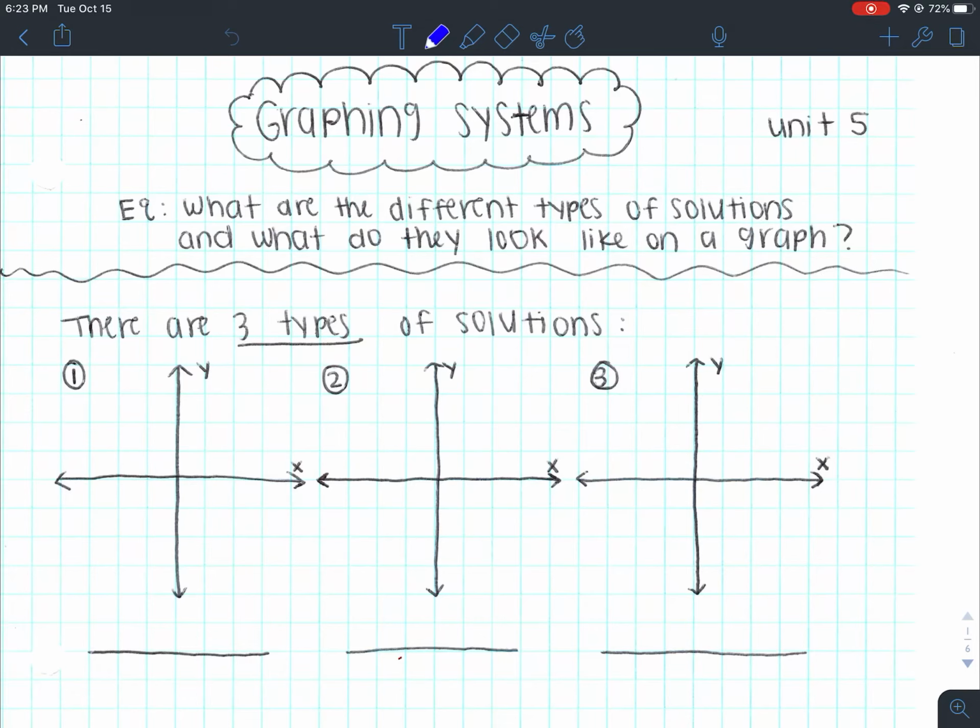Hey guys, welcome to the notes for graphing systems. We are in Unit 5. Our essential question is, what are the different types of solutions and what do they look like on a graph?